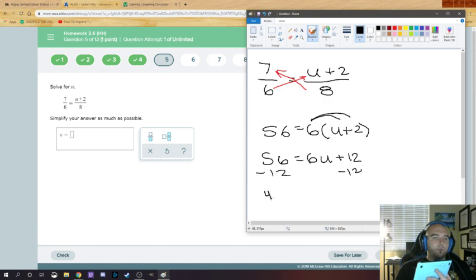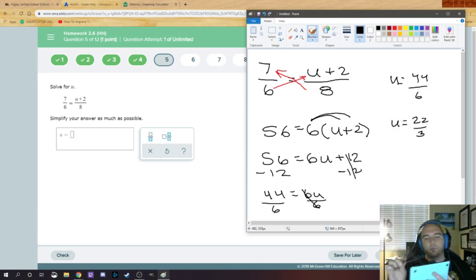So here I'm going to get 44 equals 6u. Dividing by 6. Now this one does not ask for a decimal. It does not say round to the nearest tenth. So the answer is, I'm going to write it up here, 44/6. However, I'm going to tell you that 44/6 can reduce to 22/3. And they will want you to write that.